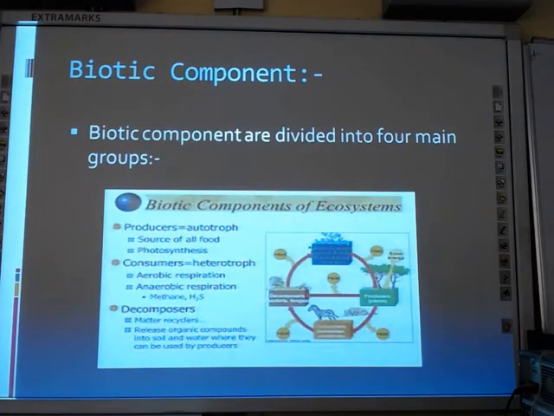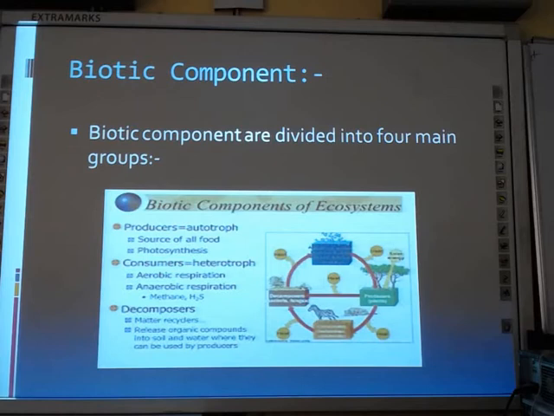Next, the biotic components are divided into four main groups. In the first slide, you have watched that producers, consumers, decomposers and sequencers are part of our biotic components. Producers: as the name suggests, producers means the thing which produces something for us. And here, producers are also known as autotrophs. Auto means self, and autotrophs are the organisms which produce their food on their own, like plants. Plants produce their food on their own. They are not dependent on other organisms for their food.